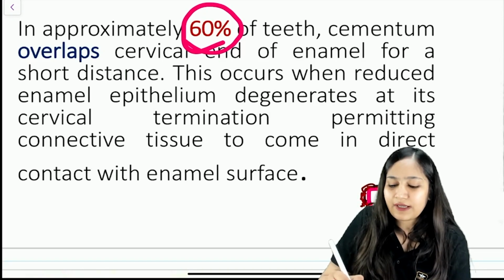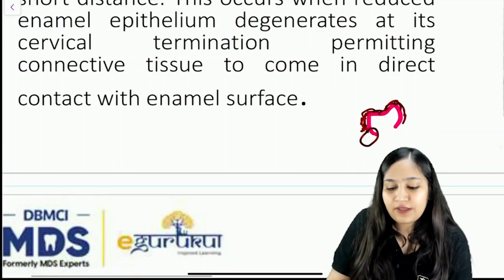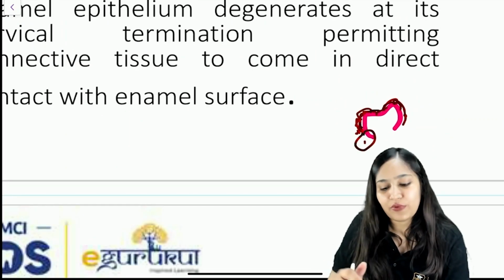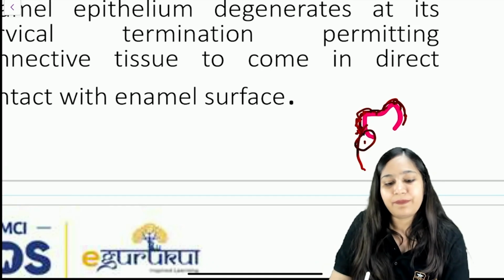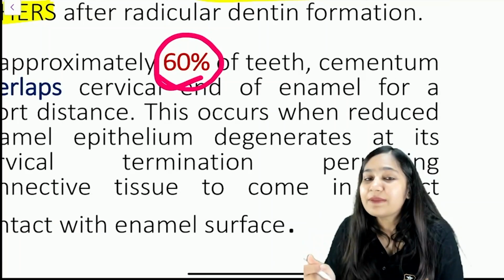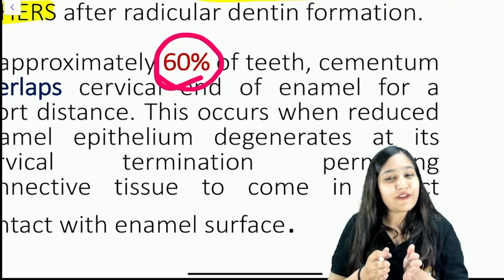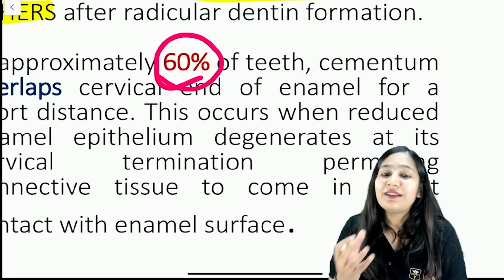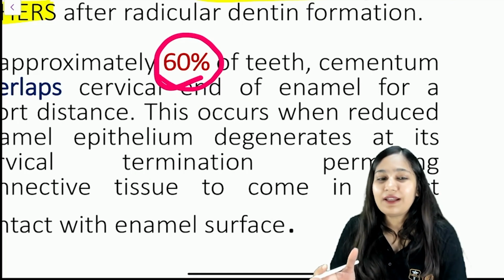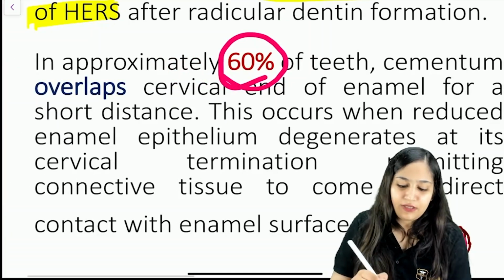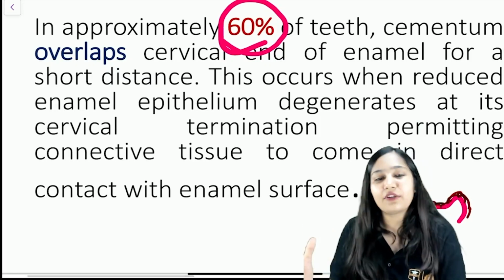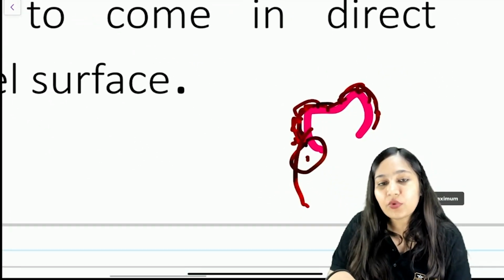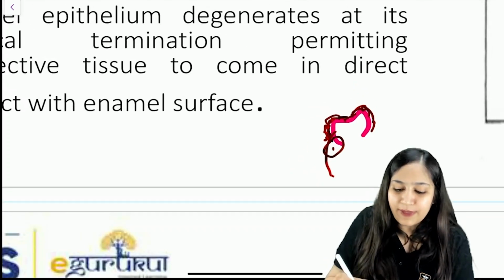So the surrounding connective tissue comes in contact with the disintegrated portion and forms cementum over there. So this is overlap junction. So gap is mainly because of delayed disintegration of HERS, and overlap is because of disintegration of reduced enamel epithelium, permitting the connective tissue to come in direct contact with the enamel surface, differentiate into cementoblasts and form cementum here.